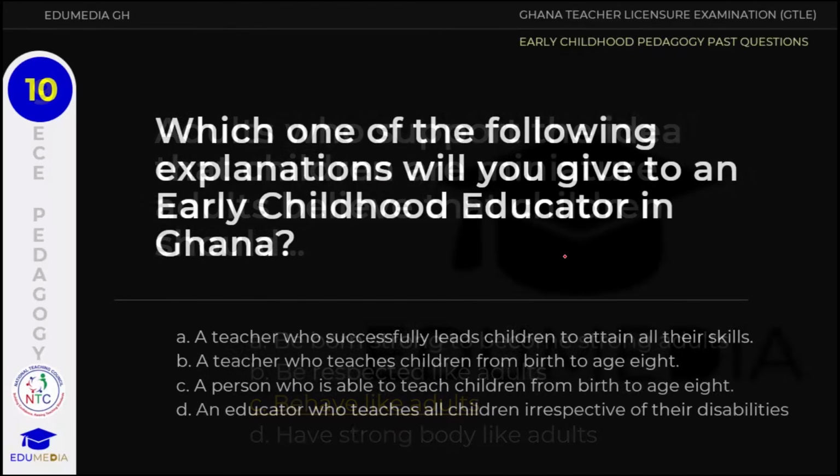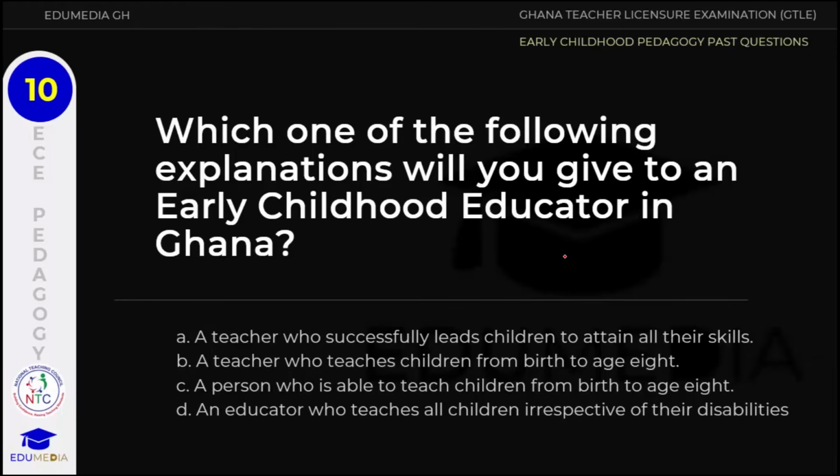Question number 10. Which of the following explanations would you give to an early childhood educator in Ghana? Possible answers are A, a teacher who successfully leads children to attain all skills. B, a teacher who teaches children from birth to age 8. C, a person who is able to teach children from birth to age 8. And D, an educator who teaches all children irrespective of their disabilities.